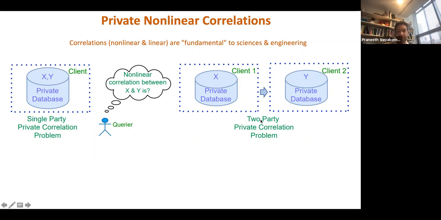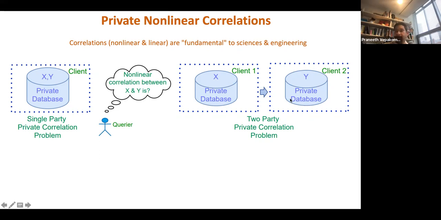So in the simplest setup, it would be the two-party correlation problem. You have a set of features or data variables, say X on client one, this could be socioeconomic data. You could have paired data, which is say health data of the same people. So these are paired, corresponding data, but a different kind of variable. This is health data on another client. And say client two would like to know what is the correlation of its health data with the socioeconomic data that is hosted on client one. And how do you preserve the privacy?